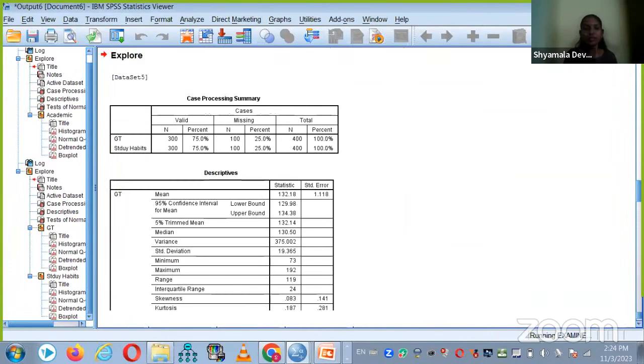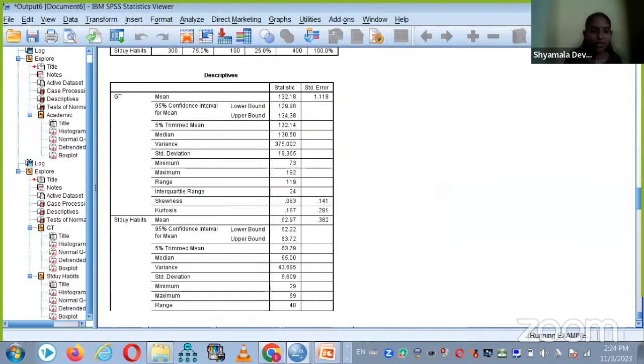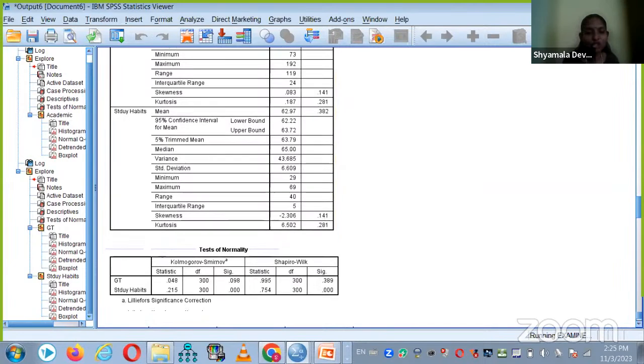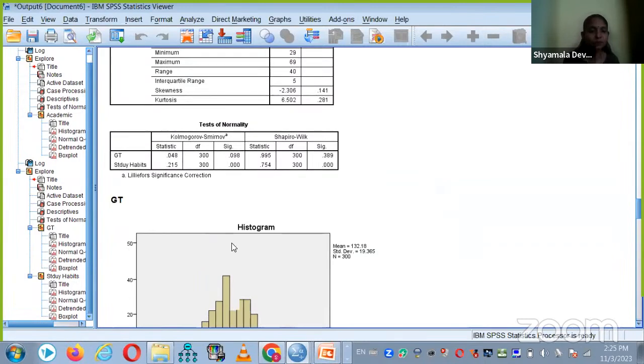Okay, now let us check the output. So GT is nothing but the grand total of home environment. For this, the skewness value is 0.08, so it is around 0, and the kurtosis value is 0.187. And for study habits, if you check the skewness value, it is minus 2.306 and kurtosis is 6.5. Okay, let me check the table value here. Yes, for home environment, the significance value is 0.3 and for study habits, the significance is 0.00.